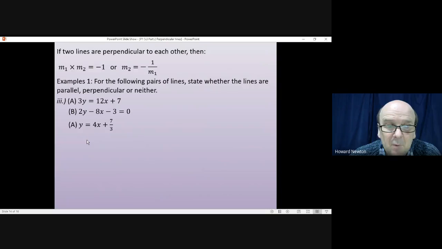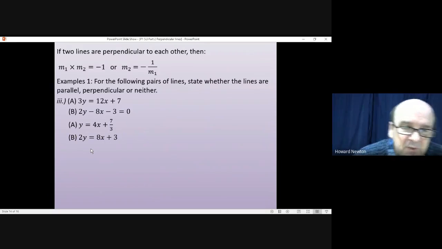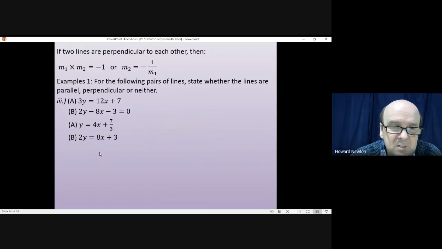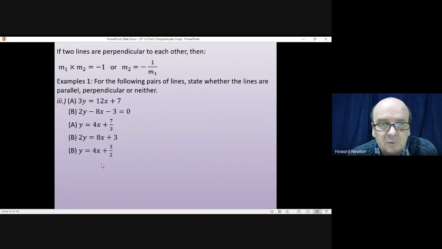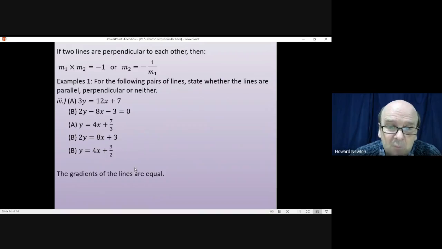Equation B needs a little bit more work. First of all, keeping the y's on the left and moving everything else to the right would give us that. And then dividing through by 2 gives us y equals 4x plus 1.5, 3 over 2. The gradient of the first line is plus 4. The gradient of the second line is also plus 4. Therefore, since the gradients of the lines are equal, the two lines must be parallel to each other.